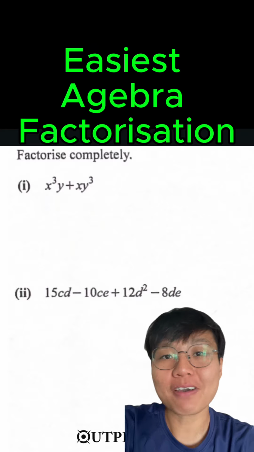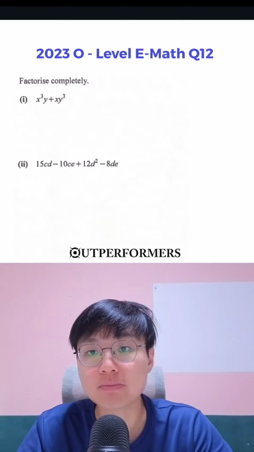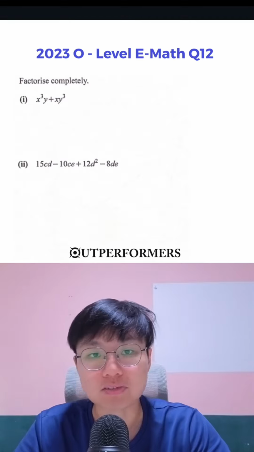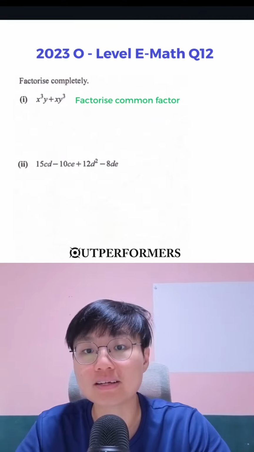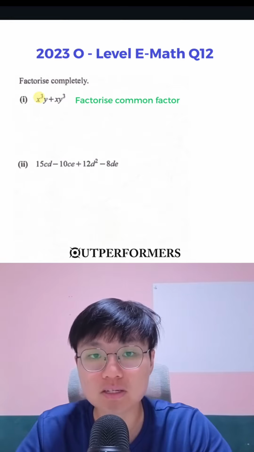Here's the easiest E-Math factorization question that you can do. So here you have a 2023 O-Level E-Math question 12, where they ask us to factorize completely. So looking at the first one, what we can observe is that we'll be able to factorize out a common factor. And how we should consider this is, pay attention to the like terms.